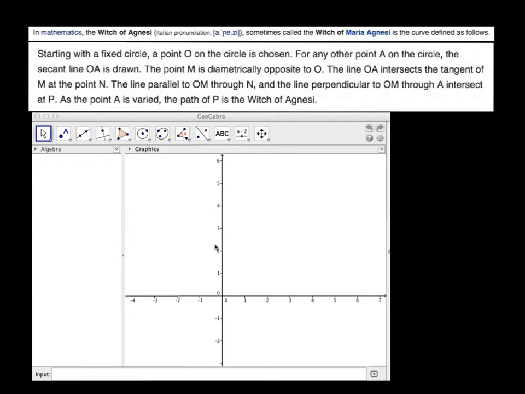In this movie, we will investigate the curve called Witch of Agnesi, which was studied by Maria Agnesi in the middle of the 18th century. So we will start with a definition from Wikipedia. We'll construct the curve using GeoGebra, and then we will find the equation of the curve using Cartesian geometry.